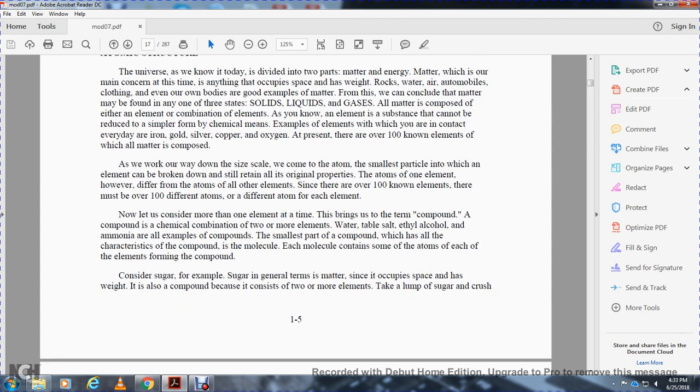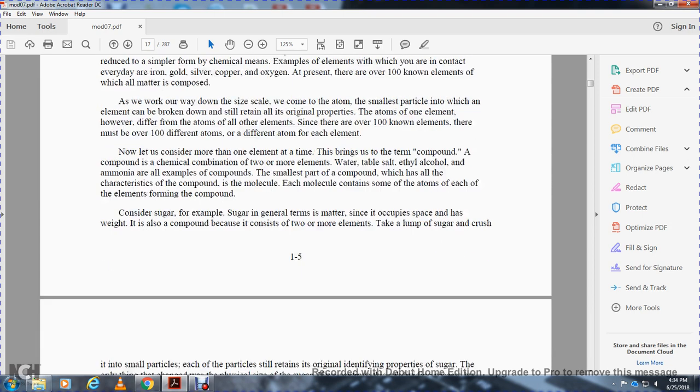Now let's consider more than one element at a time. That brings us to the compound. A compound is a chemical combination of two or more elements. Water, table salt, ethyl alcohol, and ammonia are all examples of compounds. The smallest part of a compound that has all the characteristics of the compound is the molecule. A molecule contains some atoms of each of the elements forming the compound.